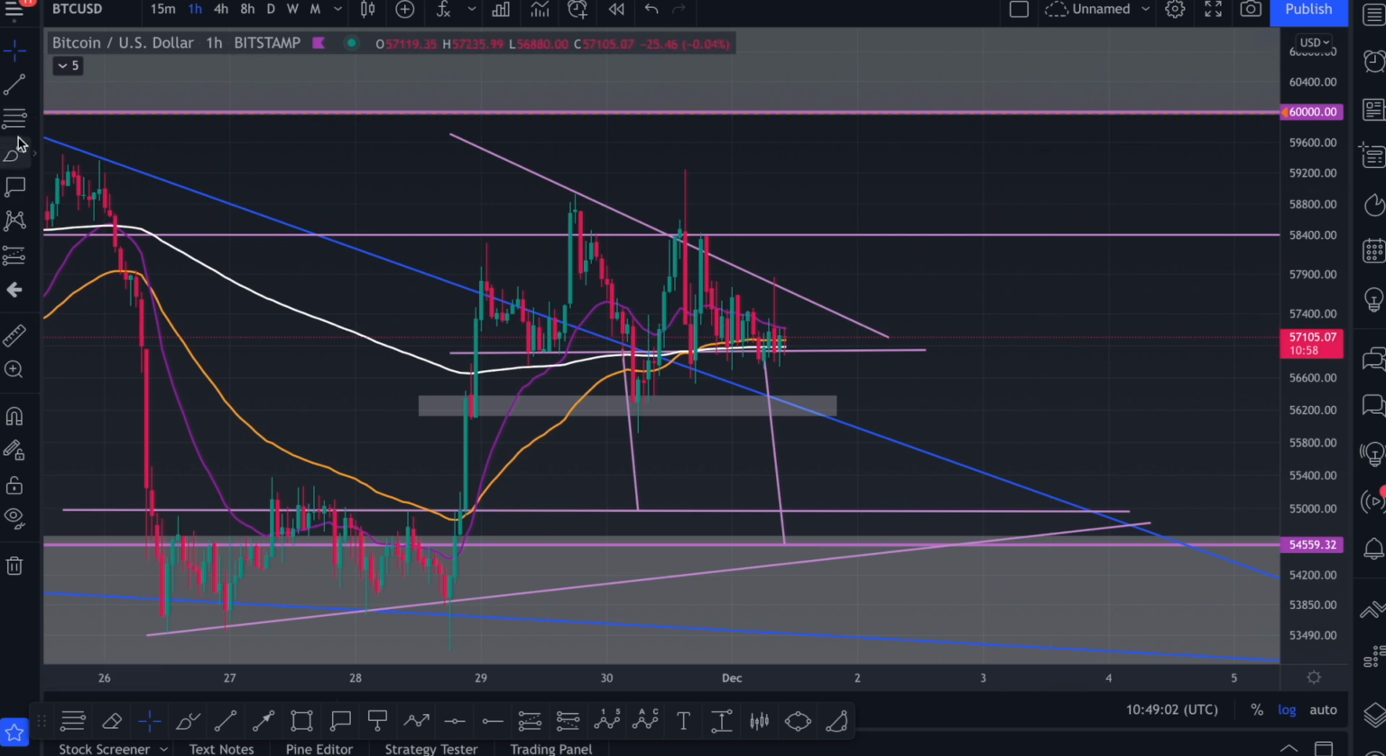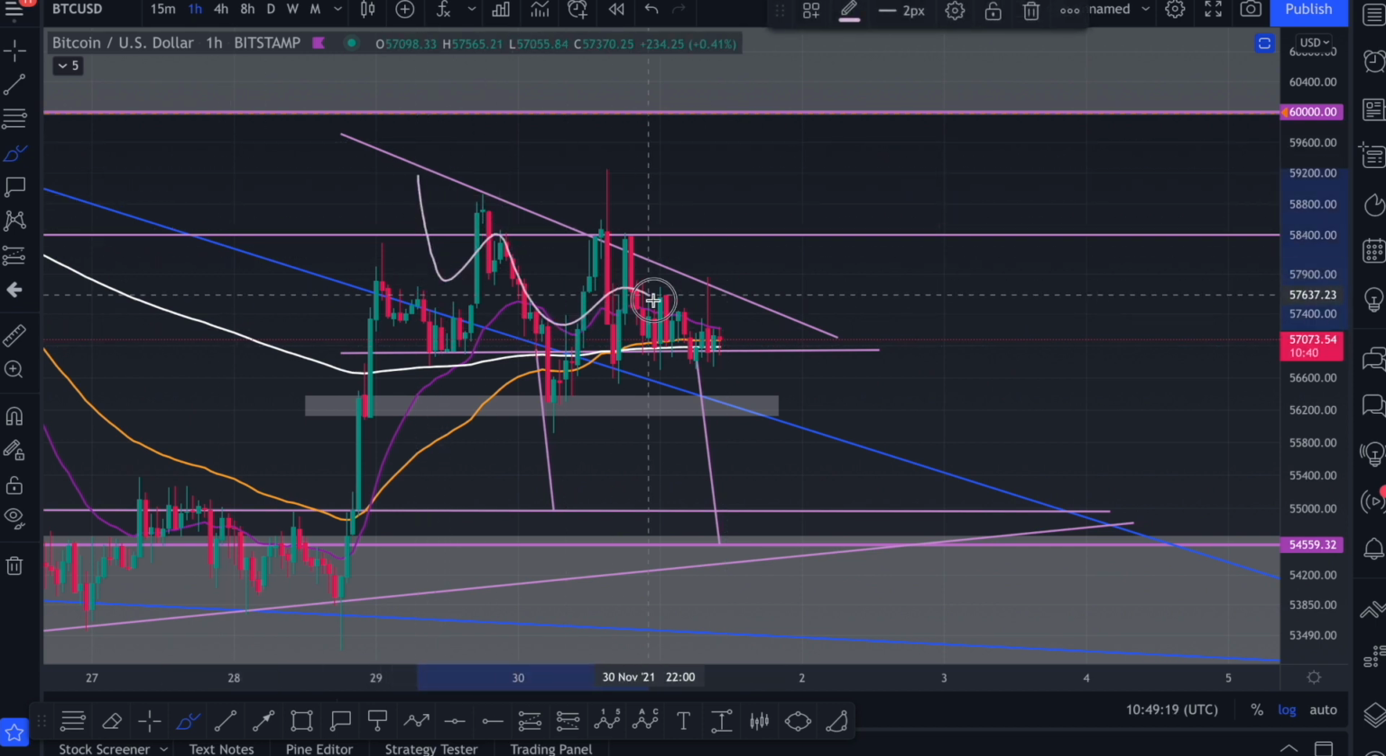So I would not say that it's a head and shoulders, because this shoulder over here is higher than that. I never said that this was a head and shoulders, because your shoulders need to be similar lengths, and this is way higher than the head. So you want the head to be the highest.